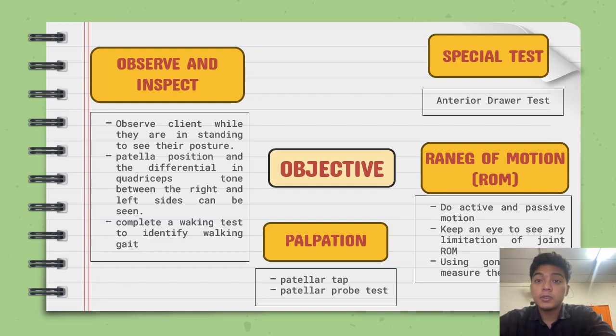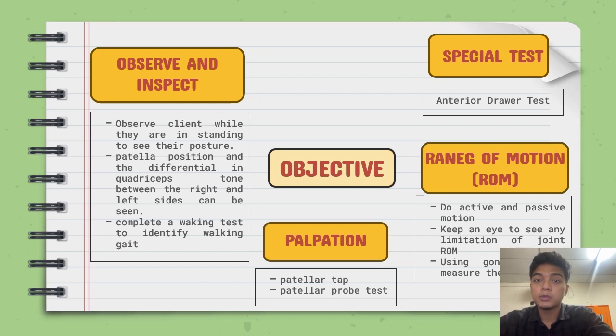Additionally, the client must complete a walking test so that we can identify and watch the client walk. We need to pay close attention to the client's gait cycle, limping, step height, turning motion, and range of motion as she walks. These are the components that we will use as a goal for our test.